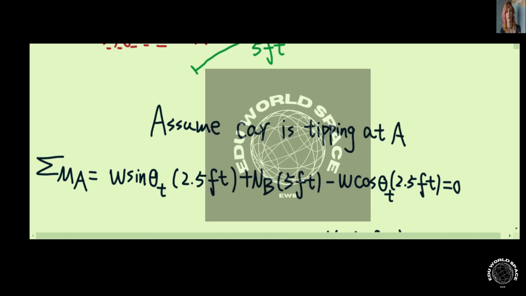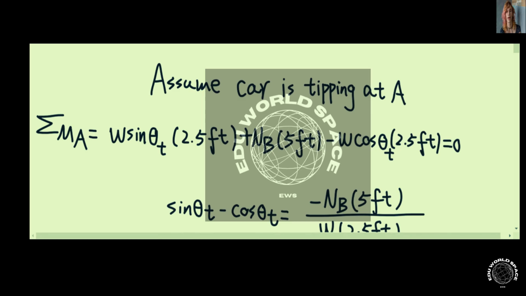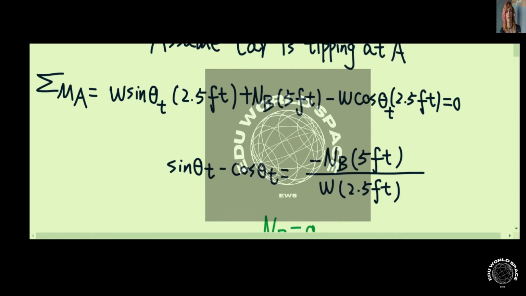W here is the gravity of the car. Theta_t here is the tipping angle we're looking to determine. And N_B here is the normal force at point B. If we do some arrangement here, we have sine theta_t minus cosine theta_t is equal to negative N_B times 5 feet over W times 2.5 feet.